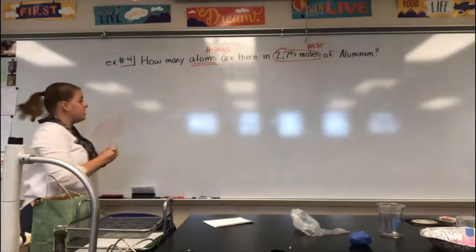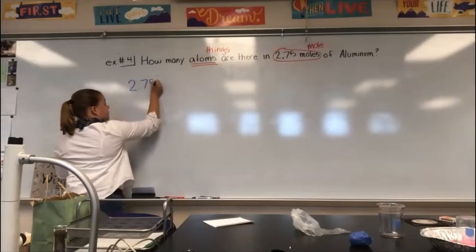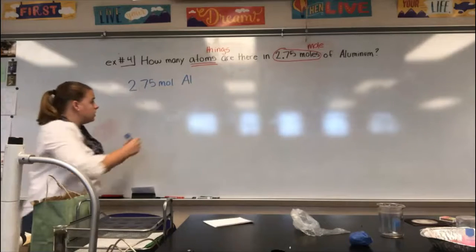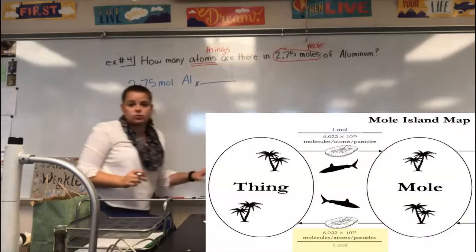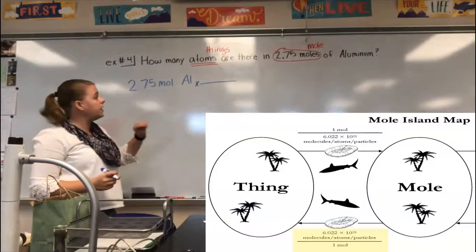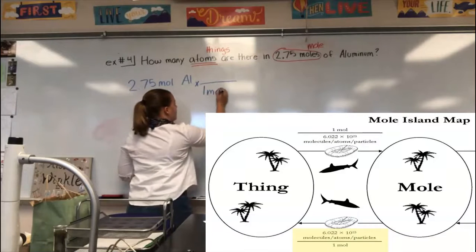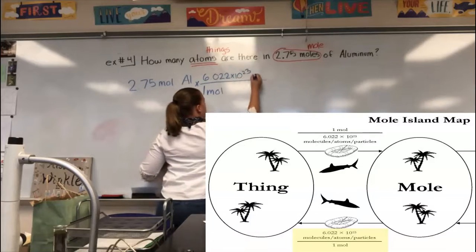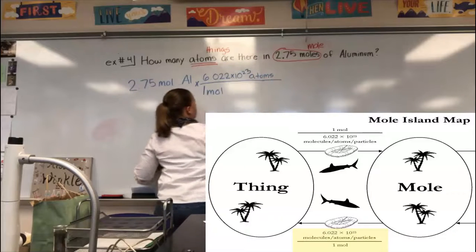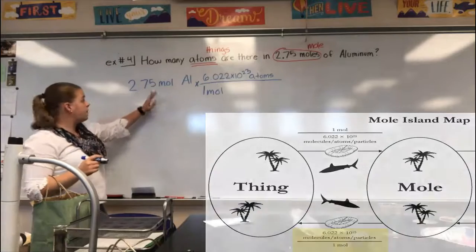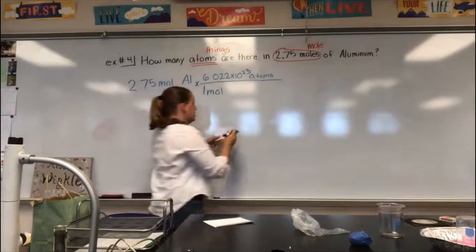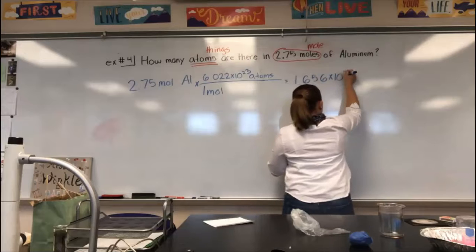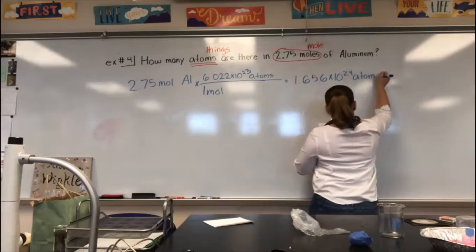So let's go ahead and start calculating. We always write out what we're given, which is our 2.75 moles of aluminum. Atomic symbol of aluminum is capital A, lowercase l. And looking at your Mole Island sheet, we got a picture of it on the screen. Since we're going from moles to Thanes, our Mole Island tells me that 1 mole goes on the bottom and our Avogadro's number goes on the top. And then you just go ahead and you solve it, multiply the top, divide the bottom. And you're going to get 1.656 times 10 to the 24 atoms of aluminum.